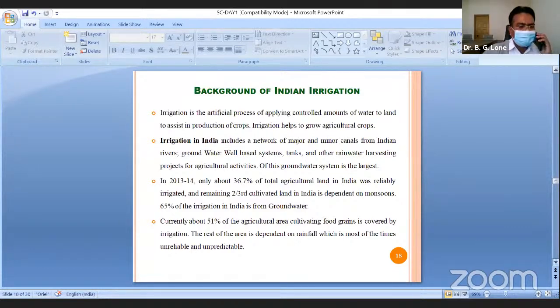In 2013-14, only about 36.7% of total agricultural land was reliably irrigated. And the remaining 63.3% of cultivated land in India is dependent on monsoon. 65% of the irrigation in India is from groundwater.